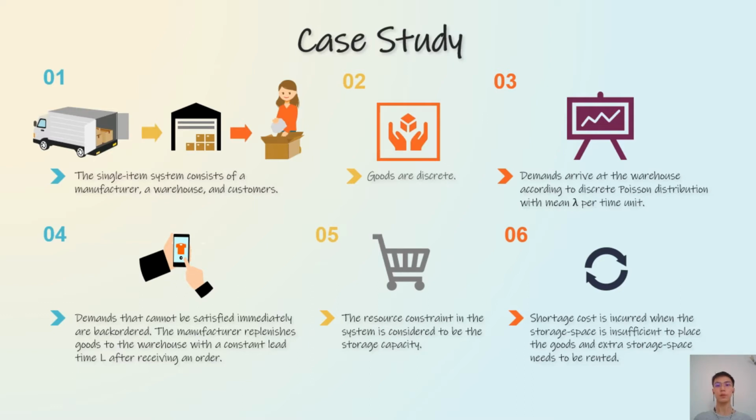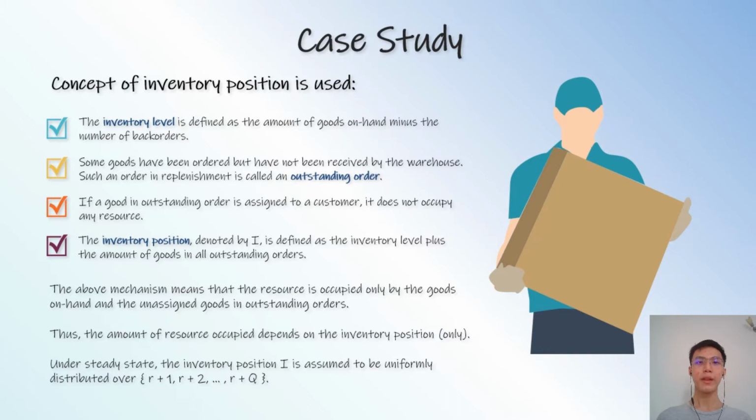Fifth, the resource constraint in the system is considered to be the storage capacity. Sixth, the shortage cost is incurred when the storage space is insufficient to place the goods and extra storage space needs to be rented. From the case study, we know that the concept of inventory position is used.